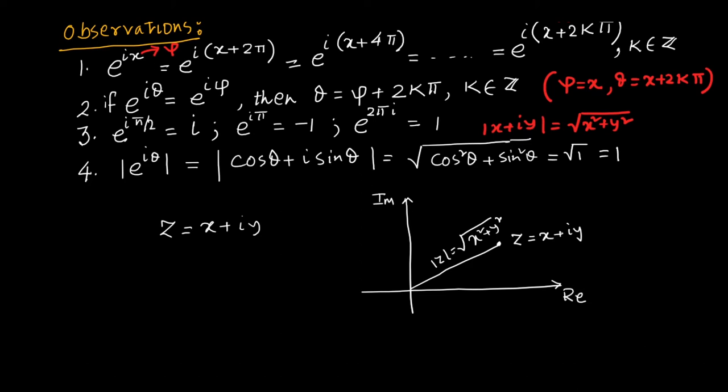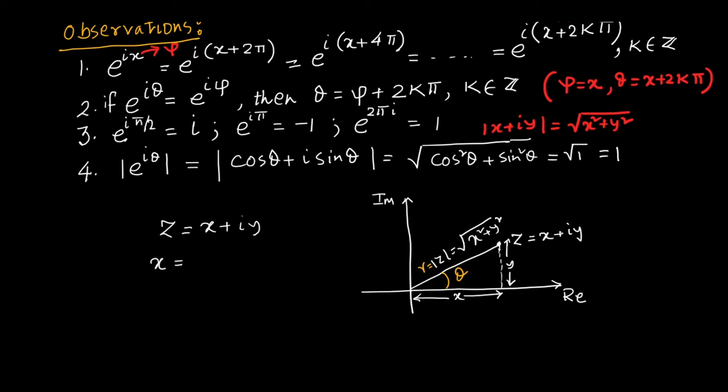Fine, now let us consider that this angle is theta. Since it is x plus iy, we know that this length will be x and this length will be y. Now, from this right angle triangle, x will be mod z cos theta, because x by mod z is cos theta. Let us give mod z a name: let mod z equal r.